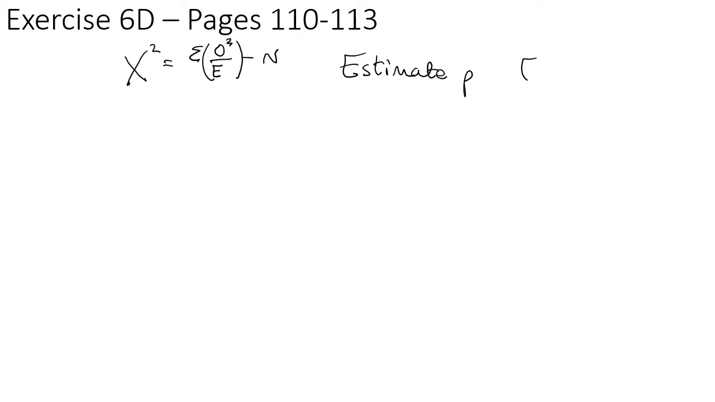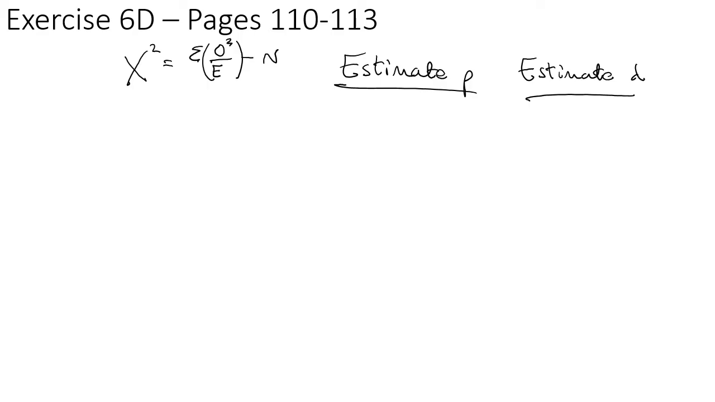Okay, you should now be able to do exercise 60 on pages 110 to 113. So don't forget, we want to use the quick way to work out x squared, which is going to be the sum of the observed squared over the expected, minus n. There may be times where we need to estimate p, or we may need to estimate lambda. So just to recap on how we do either of those.